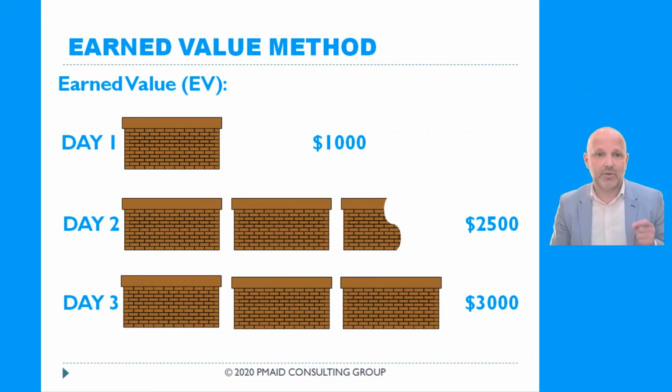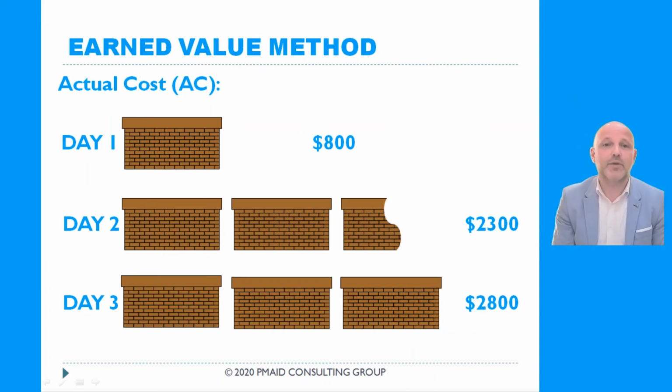Let's say that on day one, we built one section and our earned value in this case is going to be $1,000 by the end of day one. On day two, we built 2 sections and a half, so we exceeded our plan. In this case, we built something that was originally budgeted $2,500, 2.5 sections. On day three, by end of day three, we built 3 sections, so our earned value is $3,000, just like we planned.